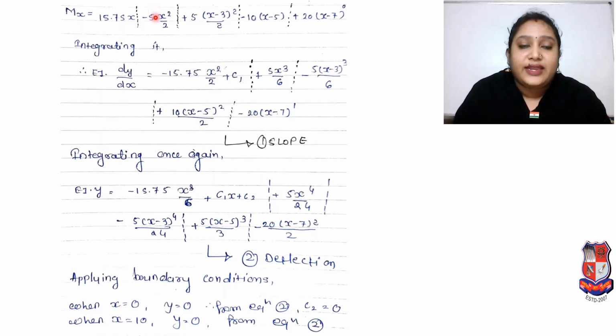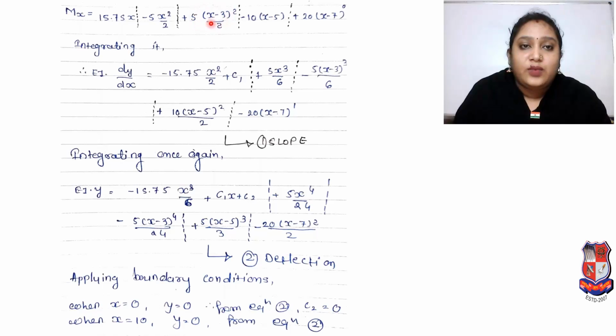Then for the second term, plus 5, here x square is there, so x cube, and whatever 3 is there will be multiplied with the 2. Because whatever power will be here, we have to put that power in the divide. So here 2 is already there, and when we integrate, 3 will be in multiplication with these 2. So here 5x cube by 6.